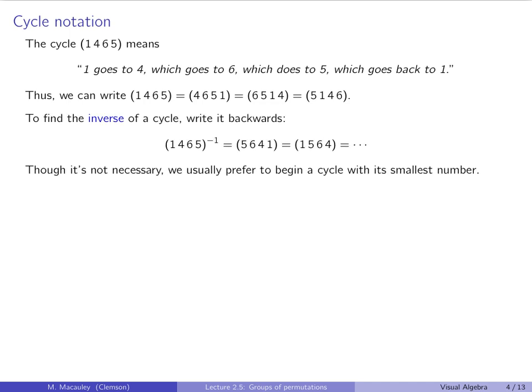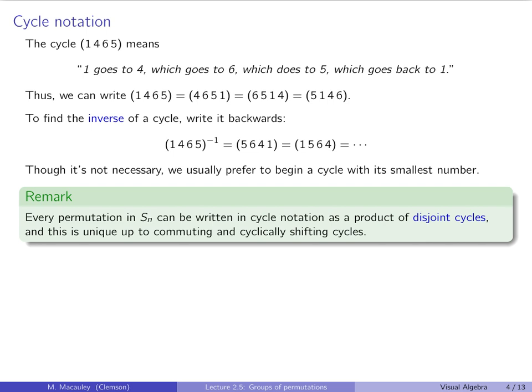To find the inverse of a cycle, one way to do it is just write it backwards. So the inverse of 1, 4, 6, 5 is 5, 6, 4, 1. A lot of people like to start with the smallest digit. So if you start with the 1, this becomes 1, 5, 6, 4.